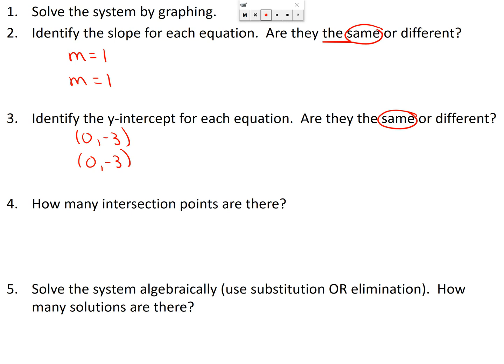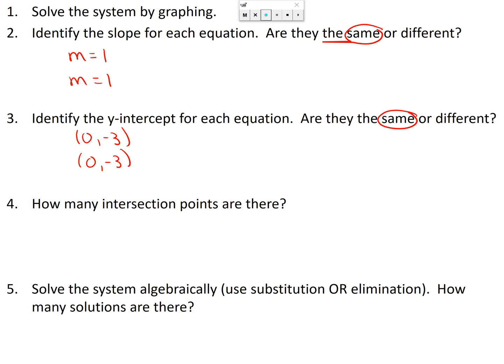So here's the tricky part. How many intersection points are there? And here's what we have to stop and think about. These two lines are not floating on top of each other. So it's not the first line we graphed and then the second one's floating on top of it. The second line is right on that first line, matching it point for point for point for point. They are the exact same line.